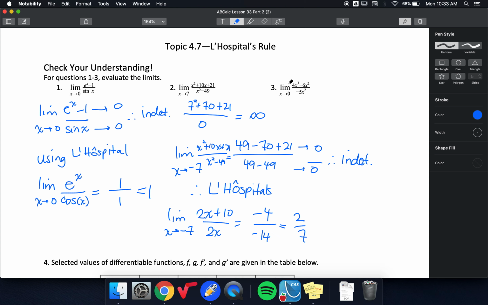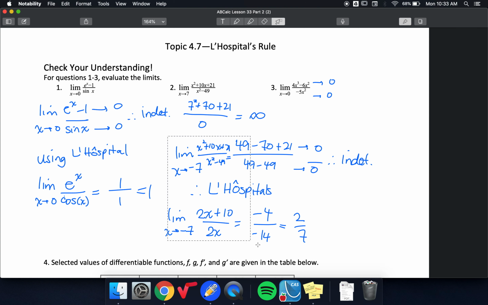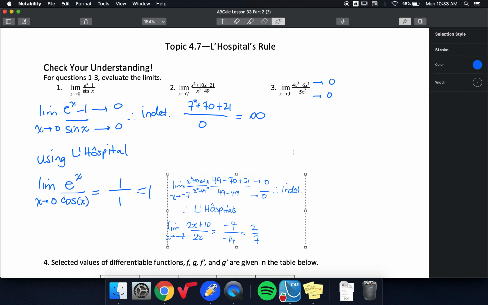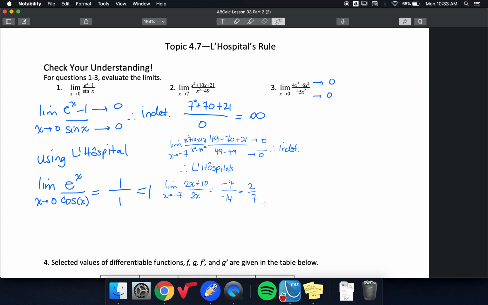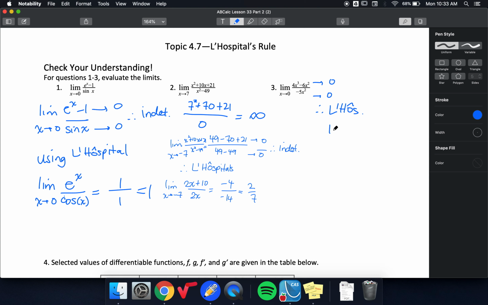All right, evaluating this one, I can see clearly that I get 0 over 0. I'm going to take this and shrink it down. All right, so therefore L'Hospital's. I'll get the limit as x goes to 0 of 12x squared minus 12x over negative 10x. Again, I get 0 over 0, which is indeterminate.